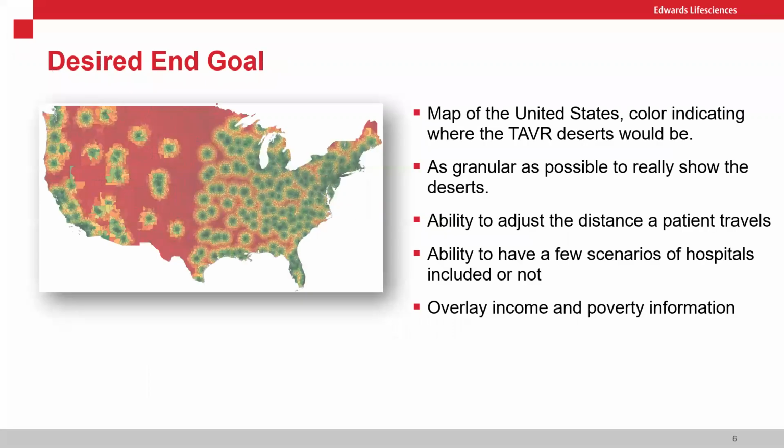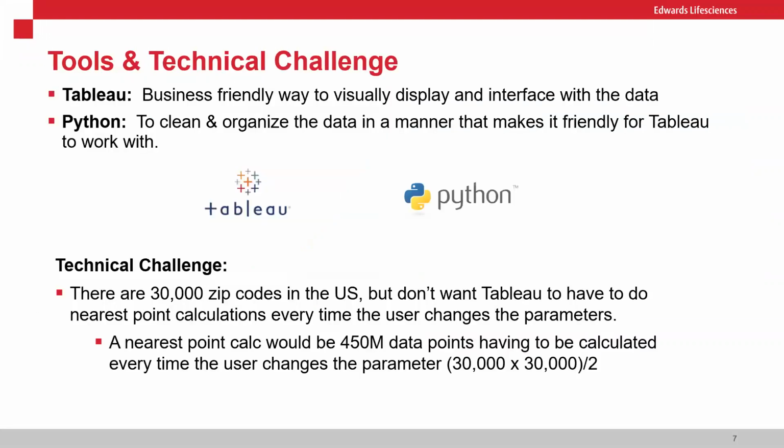So we wanted to create a map of the US and color code where these deserts would exist. We needed it to be as granular as possible and to adjust things in real time. We needed to overlay some population and poverty information. We wanted to include different types of scenarios, but also have a really deep look into all the different things that could possibly happen with those scenarios. So that was the business problem presented to me.